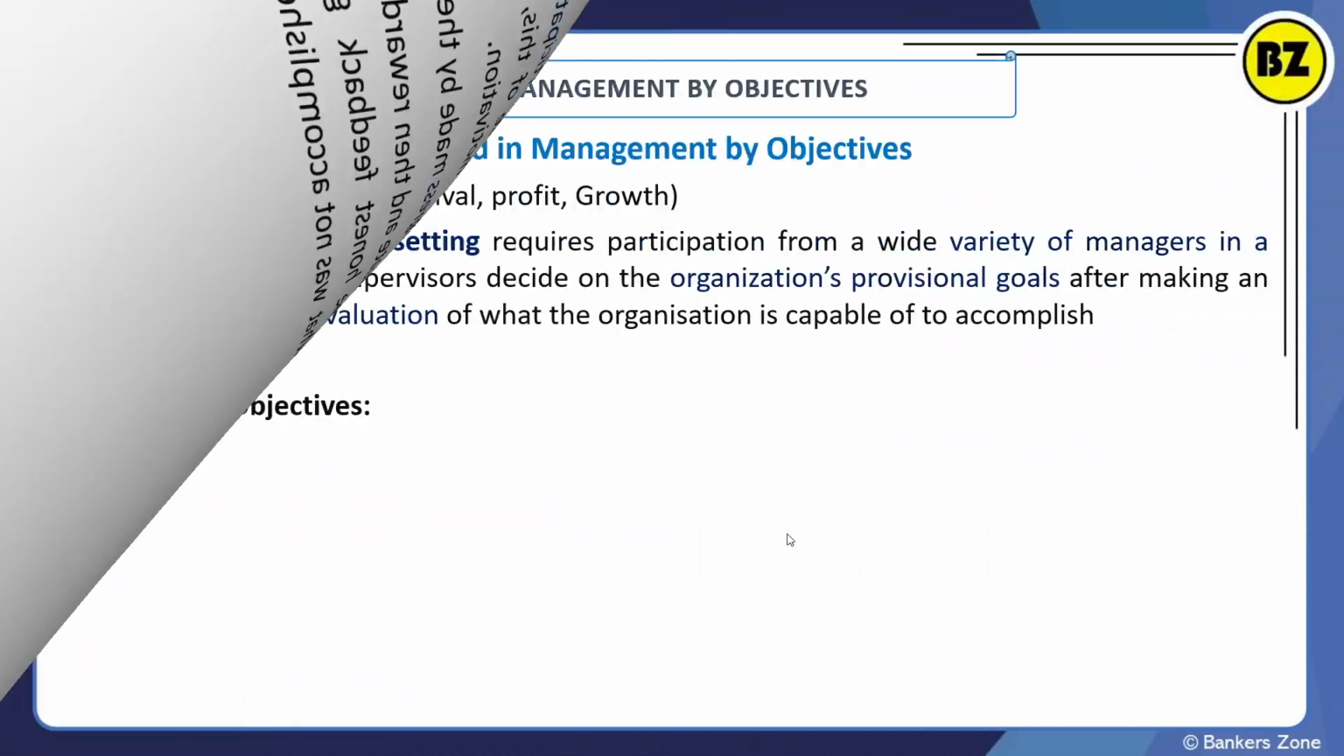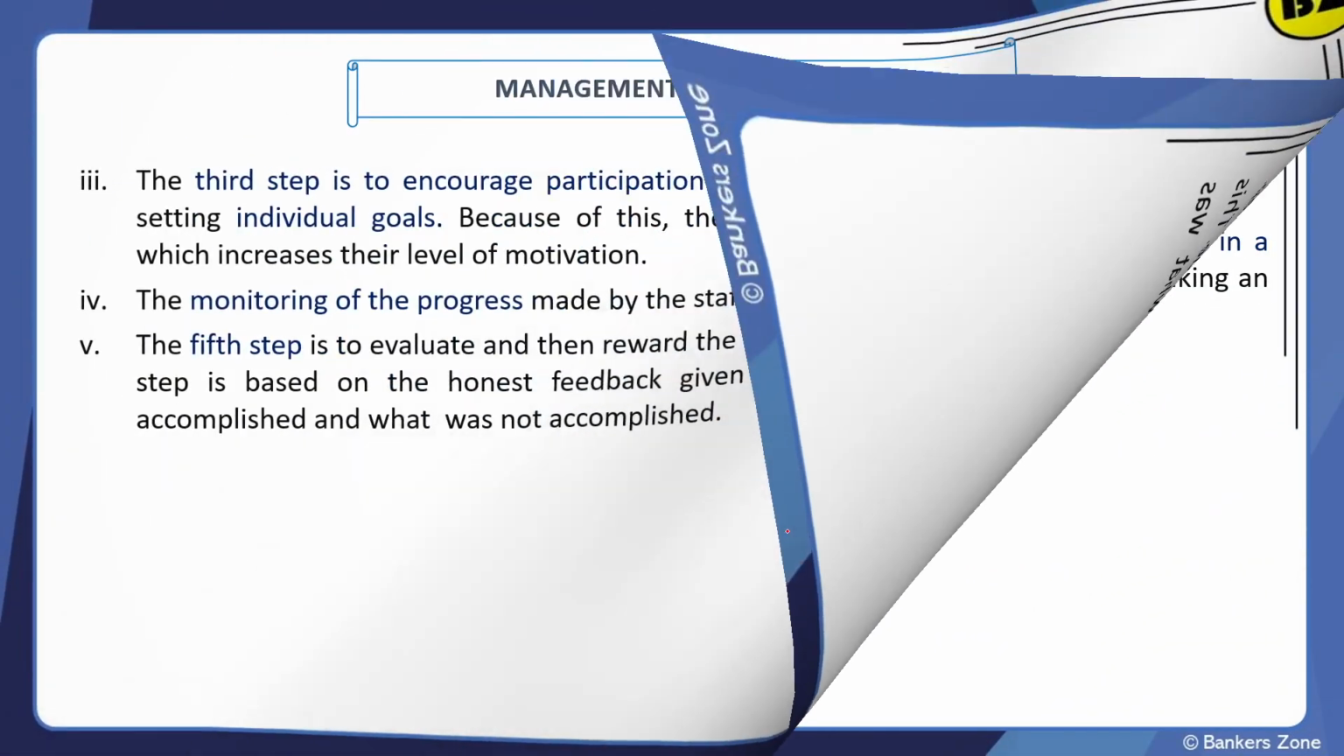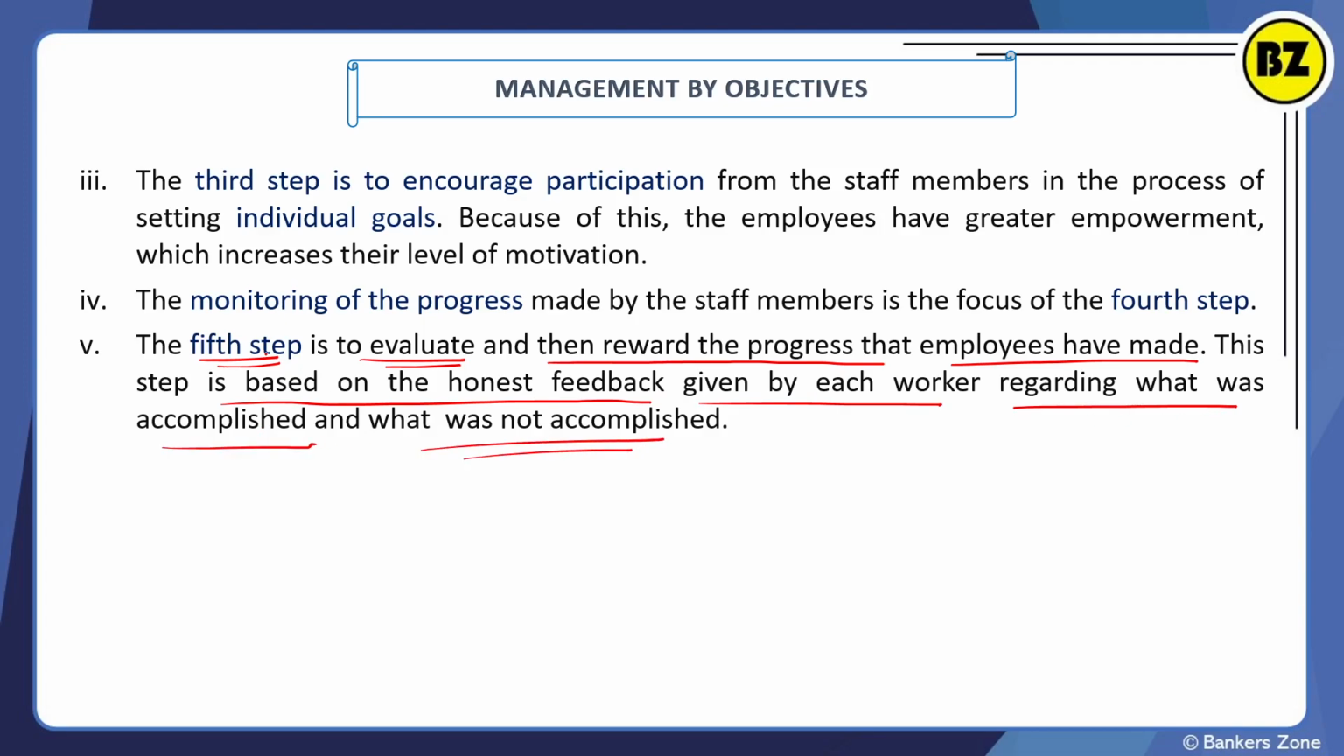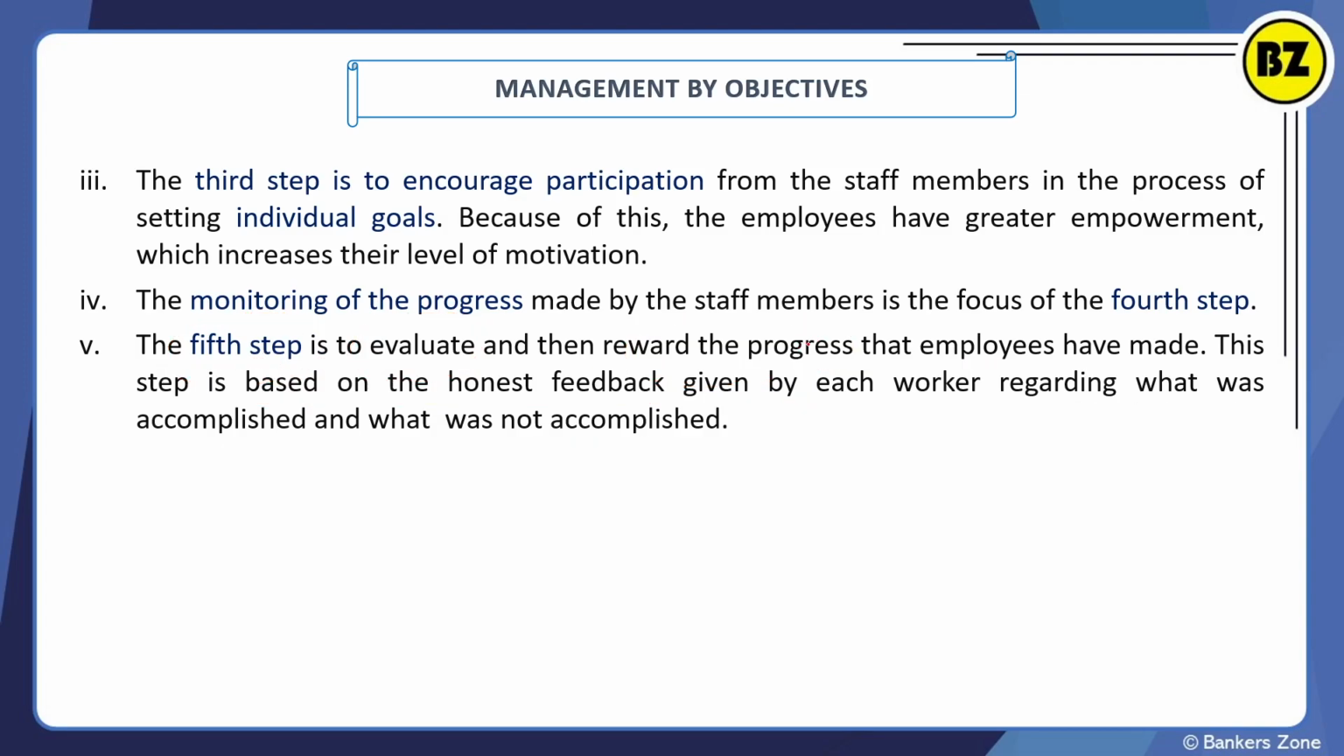Now see, the fifth step is to evaluate and then reward the progress that the employees have made. This step is based on the honest feedback given by each worker regarding what was accomplished and what was not. So simply, the fifth step is about evaluation, giving feedback, or rewarding those who have done good work. This is very simple. The fifth step is very interesting.